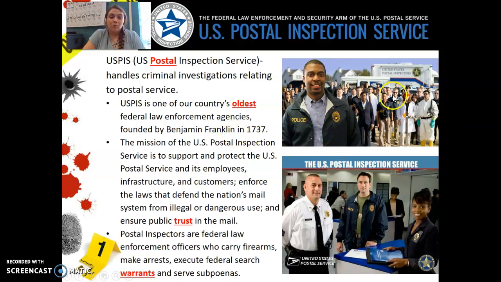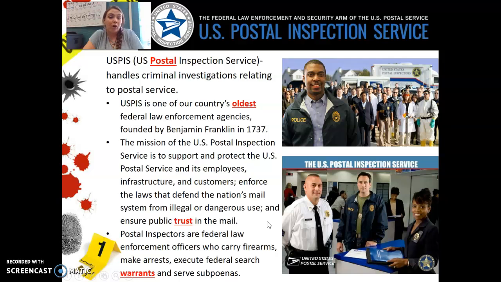The USPIS is one of the country's oldest federal law enforcement agencies. We've had mail going around since 1737, so this was created a very long time ago. And it's there to enforce the laws that defend the nation's mail system from illegal or dangerous use and ensure public trust through the mail. So that would be what they focus on.